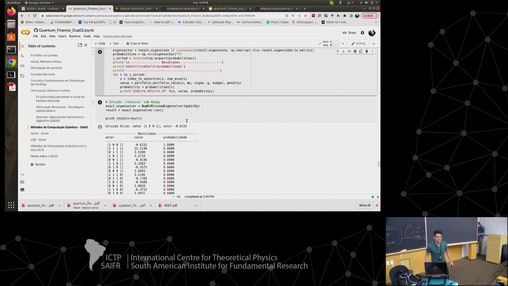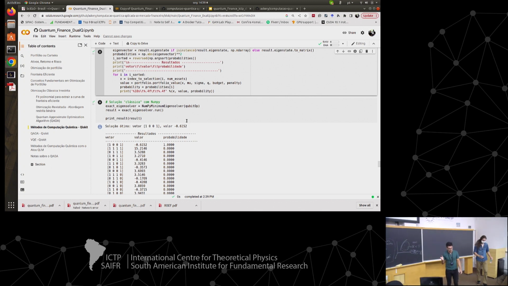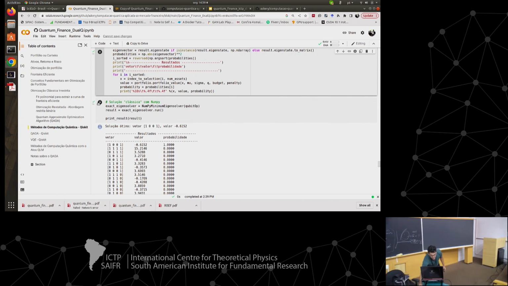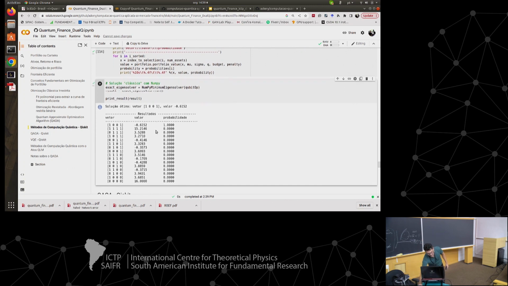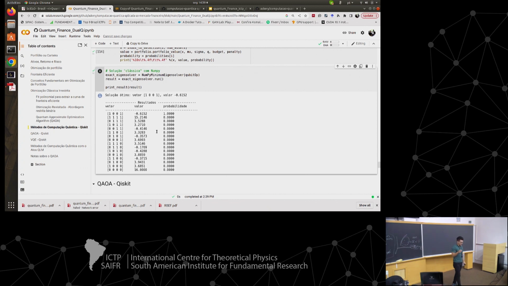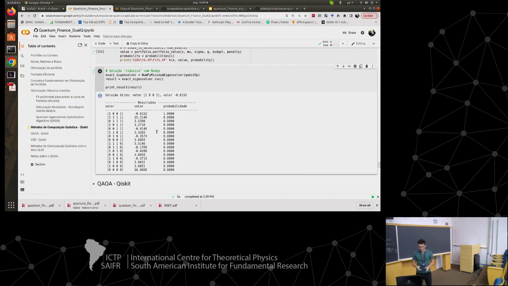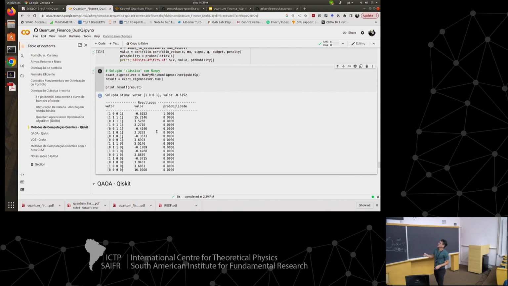Directly from NumPy, you can solve this problem. And then I'll show just the solution here. It's not quantum so far. So it's a classical solution. They also have this optimization in NumPy. Then here, it gave us the solution as we imagined.